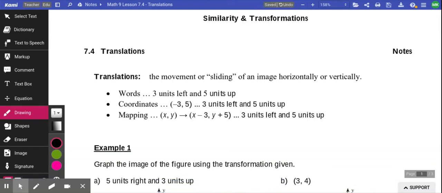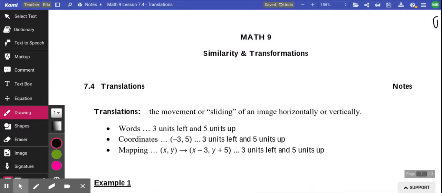Hello, everybody, and welcome to lesson 7.4 for Math 9. What we're doing is we're taking shapes and we're moving them around all crazy and such. In the previous lessons, what we did was we took shapes, we made them bigger, we made them smaller, we did all kinds of crazy things. Now, today, what we're going to do is something called translations.